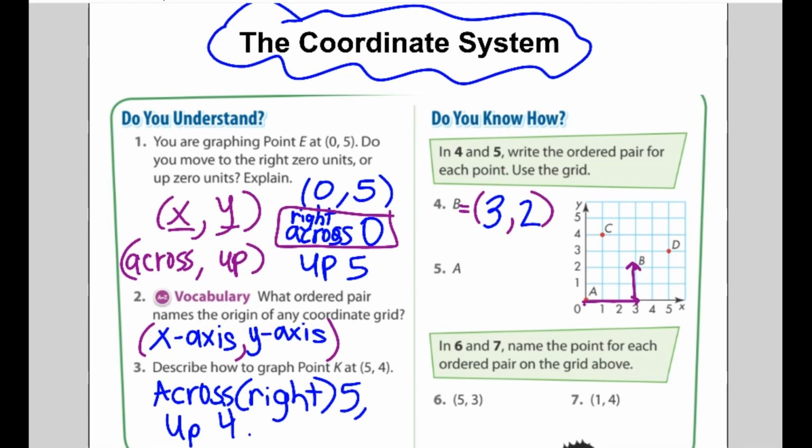Let's look at point A. I like that they gave us point A because a lot of notes that I have given in the past don't talk about this point, and I like for us to talk about it. So point A is right here. How many across did we go? 0. How many up did we go? 0. So that's called the origin. Anytime you see 0, 0, that's the origin. So I want us to write that as well. All right, awesome.